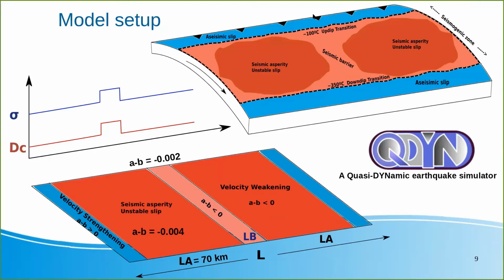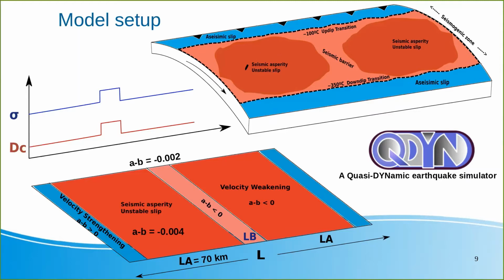So as you remember, we have a very complex structure along the fault plane, and usually we have seismic asperities and some seismic barriers, and the upper and deep parts of the interface are creeping aseismically. So in order to model this, we will use the quasi-dynamic earthquake simulator. That is our contribution, of Jean-Paul and a lot of students and colleagues.